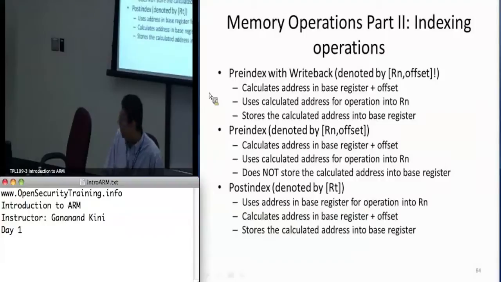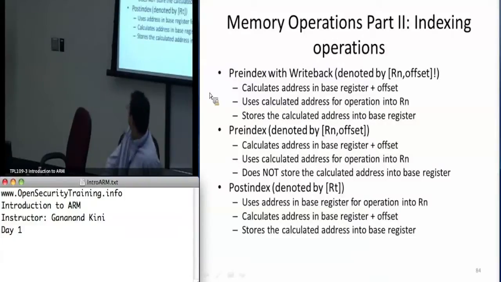There are two more addressing modes. The first is called pre-index with write-back, and the difference here is you put an exclamation mark at the end of the square brackets. All that means is take the newly calculated address and store it back into the base address register. Here Rn represents the base address register. After the load or store operation, the register will contain the new value, the base address plus the offset.